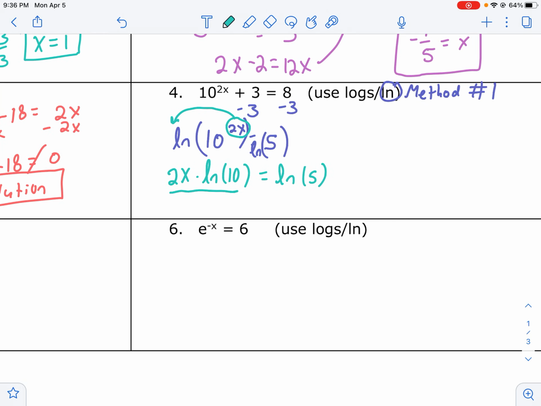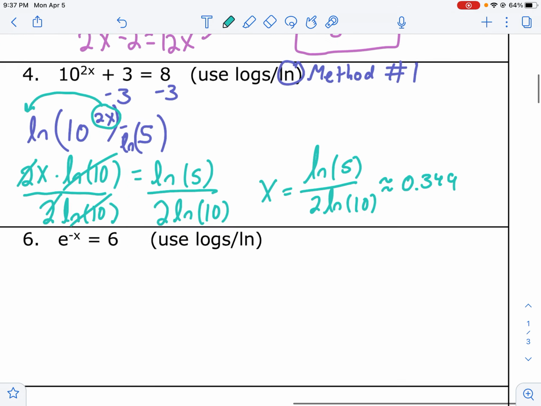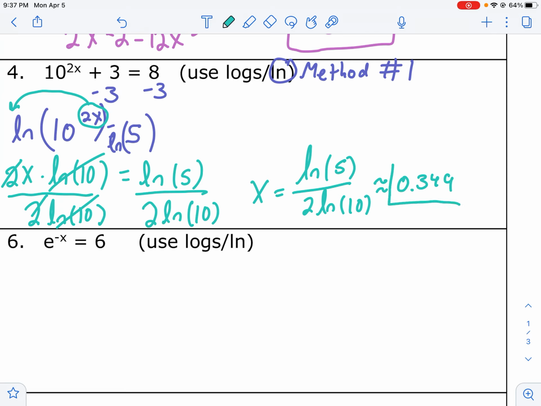To finish solving here, you divide by 2 times the natural log of 10. That would get rid of the 2 here, and then the natural log of 10 here, and then you do that to the other side, 2 natural log of 10. All right, and then what does this value give us? It gives us that x is equal to the natural log of 5 over 2 times the natural log of 10, which is approximately 0.349. And we're good with just 3 decimal spots on these, all right?